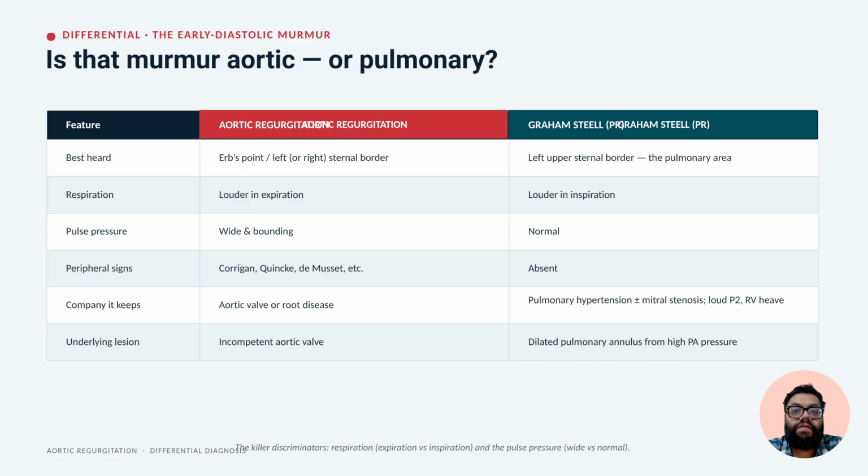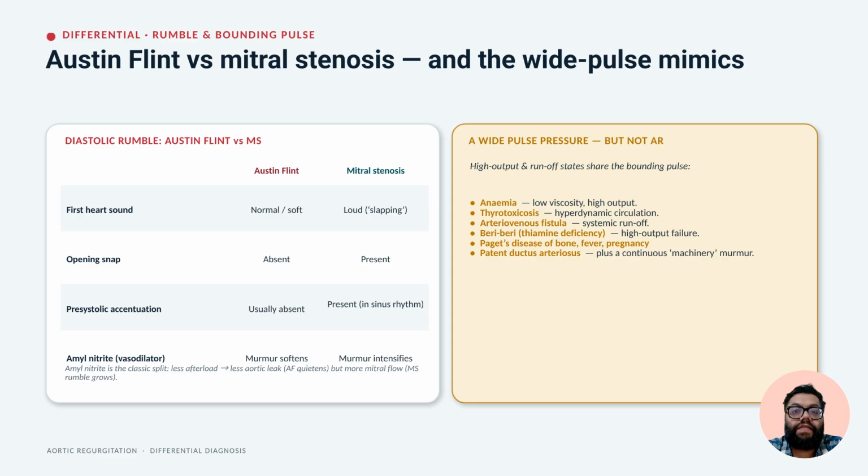Aortic regurgitation throws a wide bounding pulse with all its peripheral eponyms, while pulmonary regurgitation leaves the pulse entirely normal. Then look at the company the murmur keeps. Signs of pulmonary hypertension, a loud P2 and a right ventricular heave, point to Graham-Steell, whereas peripheral arterial signs point to aortic disease. Respiration and the pulse. Get those two and you will rarely be wrong. Two more traps and they are favorites.